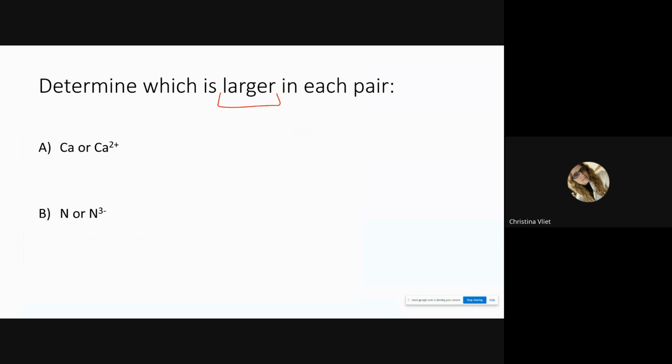Calcium versus calcium 2 plus is the first one. Which one would be larger? I'm going to pause to give some time for people to write it down, and then we'll go over it.